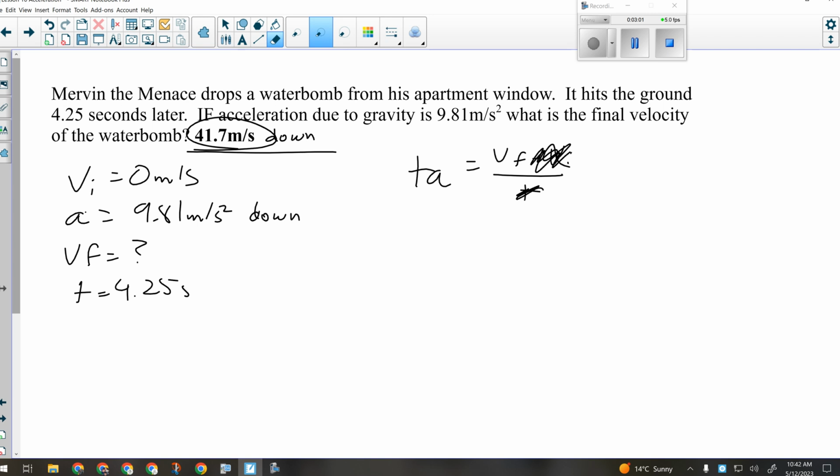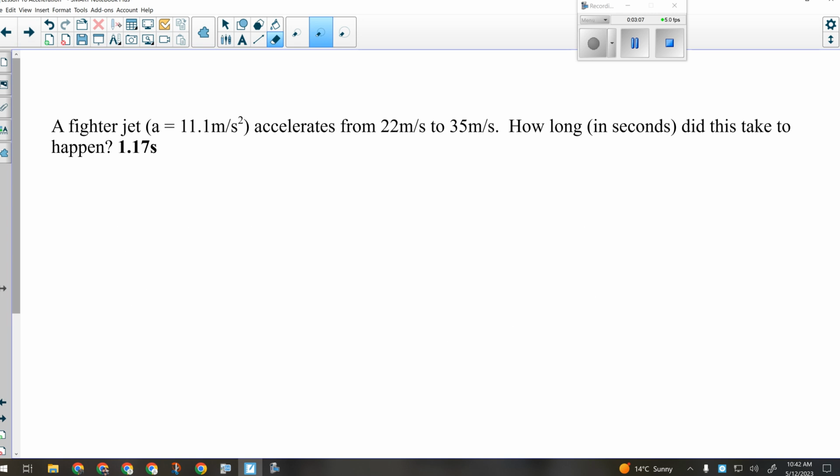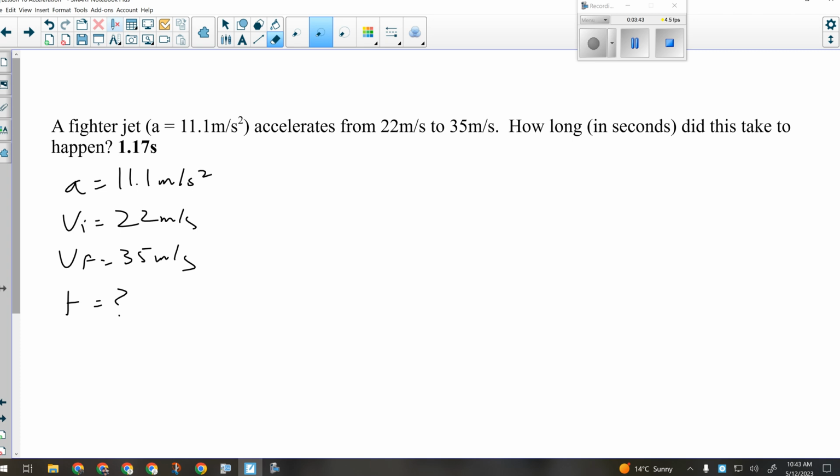All right. Let's have a look at number 3 here. A fighter jet whose acceleration is 11.1 meters per second squared accelerates from 22 meters per second to 35. How do I know which one's which? It gets bigger. Yeah, it gets bigger. Since it didn't mention anything about slowing down, I have to assume this acceleration was positive. Again, that's another context thing that I just have to get from the question. 22 meters per second to 35 meters per second, and we are looking for the time on that one. How long does it take in seconds?